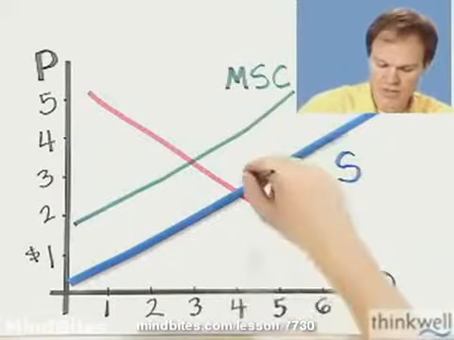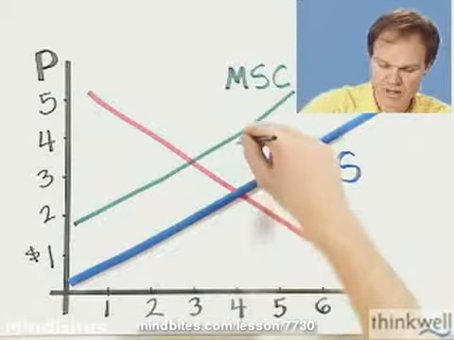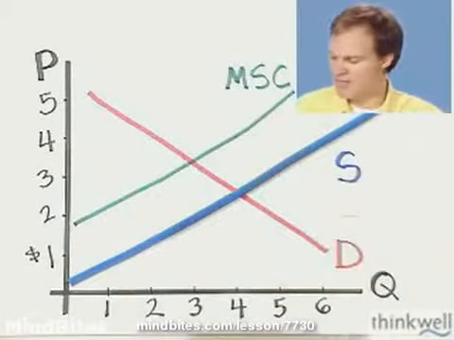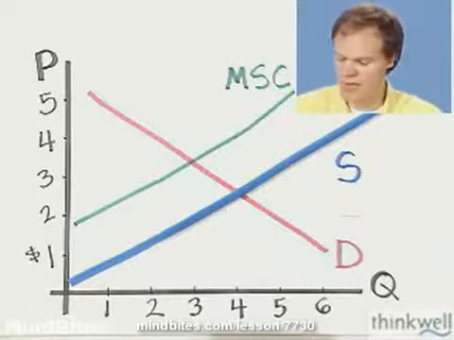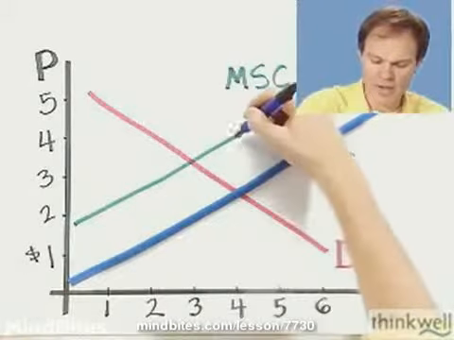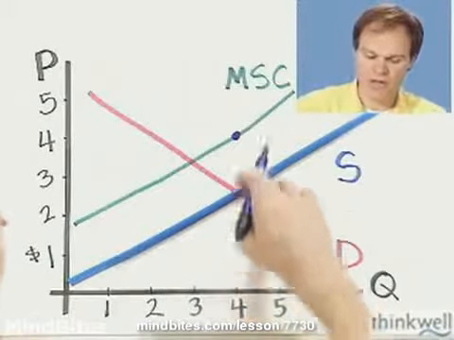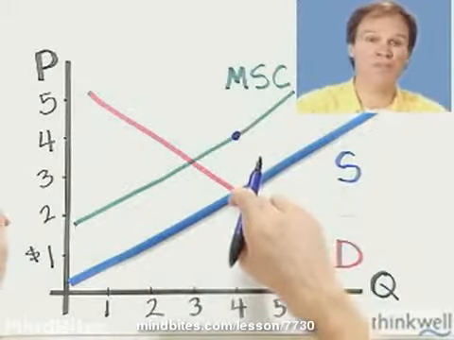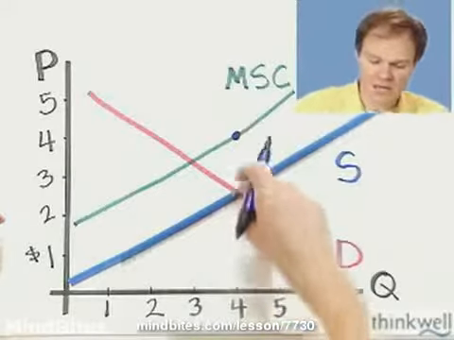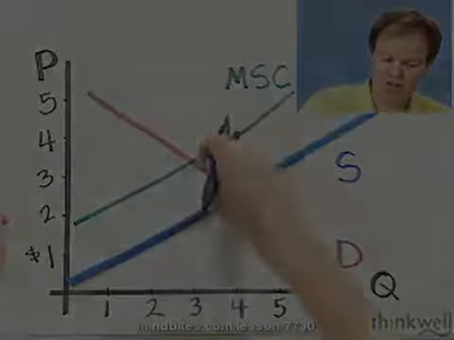That is, if we're producing 4 boxes, the true cost of that 4th box is going to be way up here on the green curve. The true benefit is down here on the red curve. So the cost exceeds the benefit. That's a loss to society. And the same is true for all of these fractions of boxes.